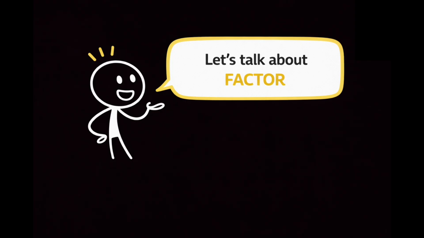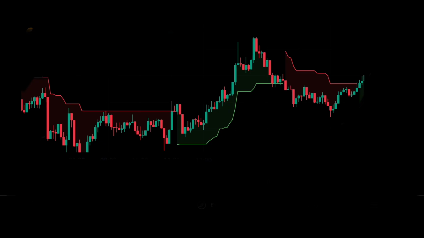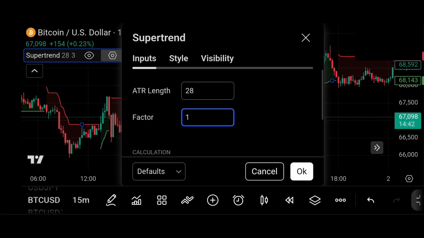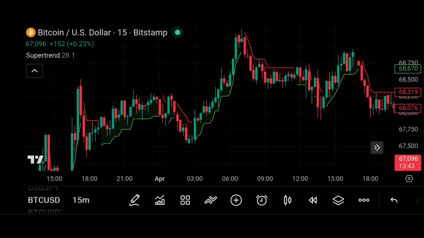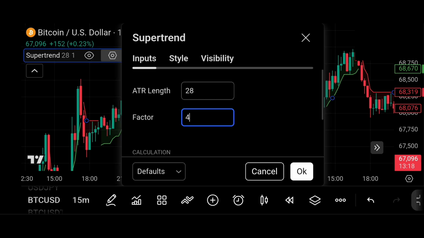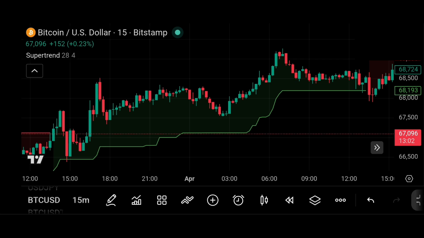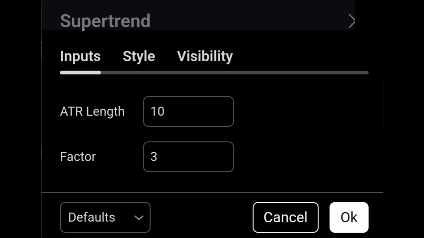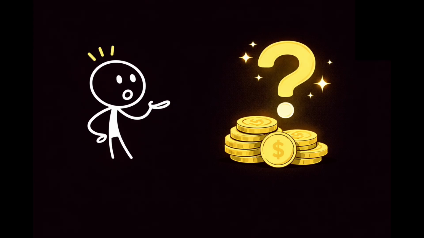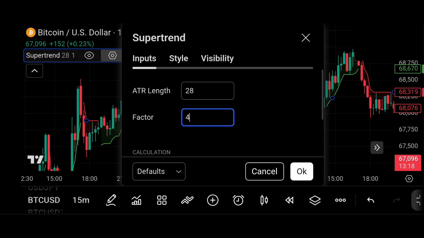Now let's talk about factor. Factor decides how far the Supertrend line stays from price. Lower factor like 1 or 2 keeps the line close to price, which gives earlier entries, but more noise. Higher factor like 3 or 4 keeps the line far from price, so entries are late, but signals are much cleaner. And by default, most platforms like TradingView use ATR 10 and factor 3. But is that profitable? At the end, you will get the exact settings to use, and also the time frame that actually worked in backtesting.